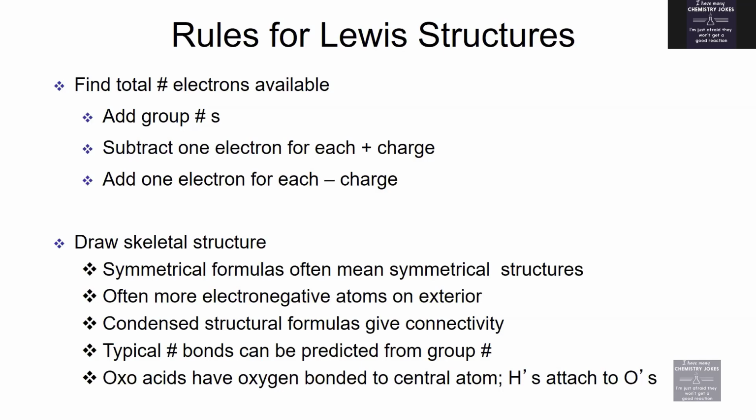So I think it's probably useful that we remind you of some of the Lewis structure rules. You first find the total number of electrons in a molecule. That's by adding up the number of valence electrons. And remember, the group number tells you the number of valence electrons available. Carbon is in group 4, it has 4 valence electrons. Oxygen is in group 6, it has 6 valence electrons, etc.